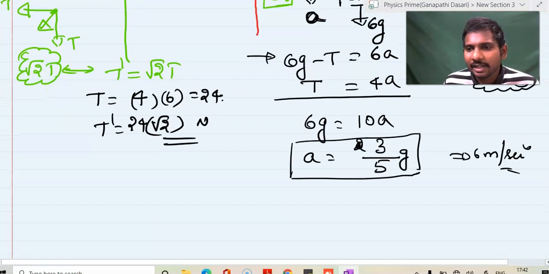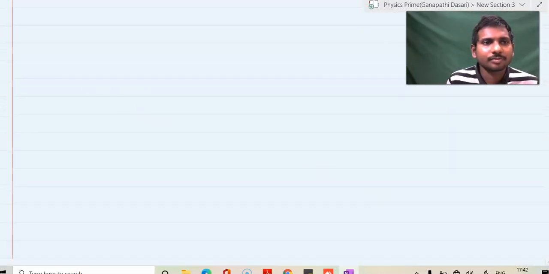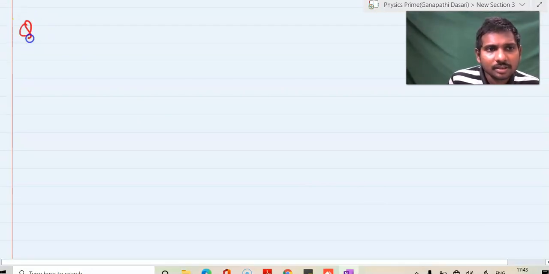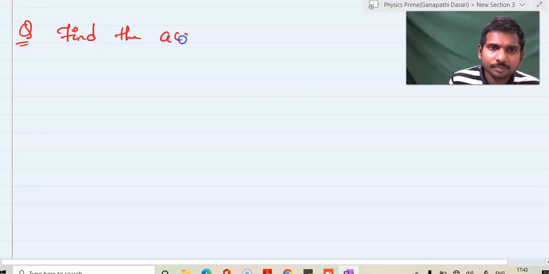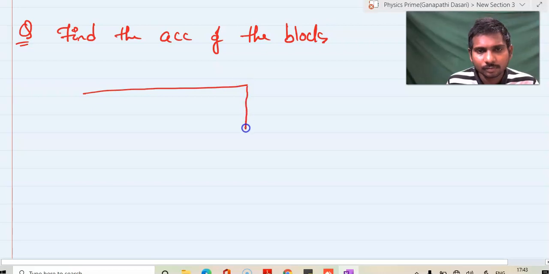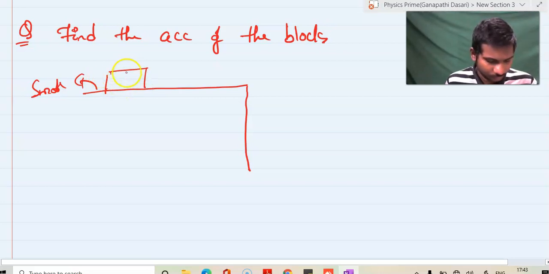Hope this is going clear for you. In the similar way, solve the next question. Find the acceleration of the blocks. This is smooth. g.